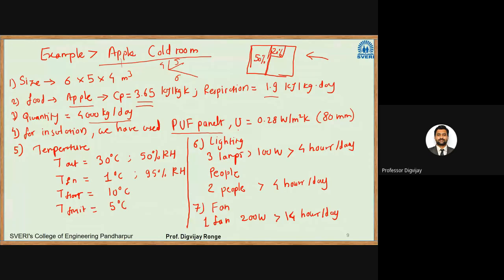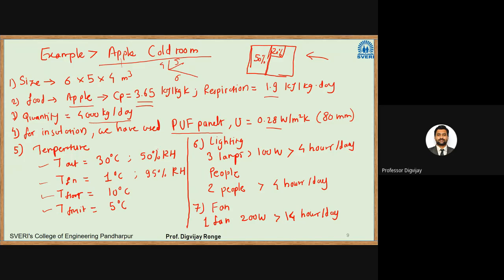The U value, the overall heat transfer coefficient for puff panel, is given as 0.28 watt per meter square Kelvin. Now speaking about the temperatures, the outside temperature I have taken as 30 degrees Celsius. Inside temperature we'll keep as 1 degree Celsius. The temperature of the floor, or the ground, will be 10 degrees Celsius. Then the temperature of the fruit will be 5 degrees Celsius. So I assume that the apple has gone through some pre-cooling process and its temperature is reduced to 5 degrees Celsius. Then it is kept in the cold room.